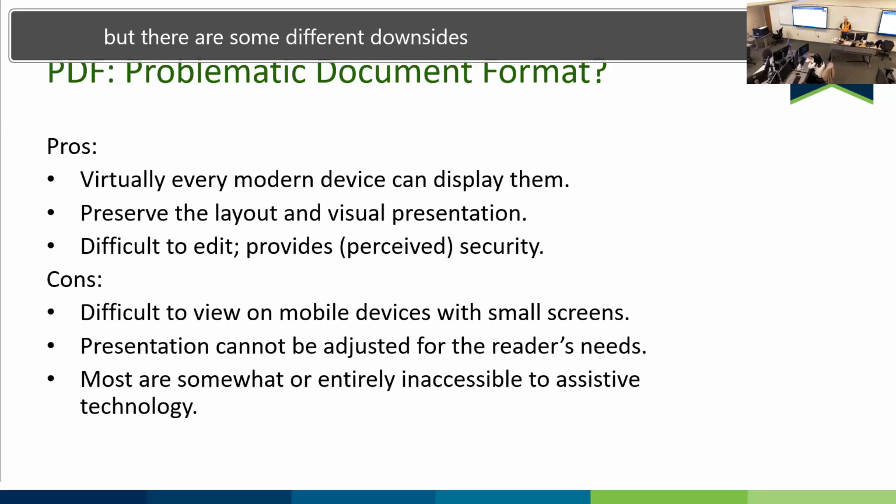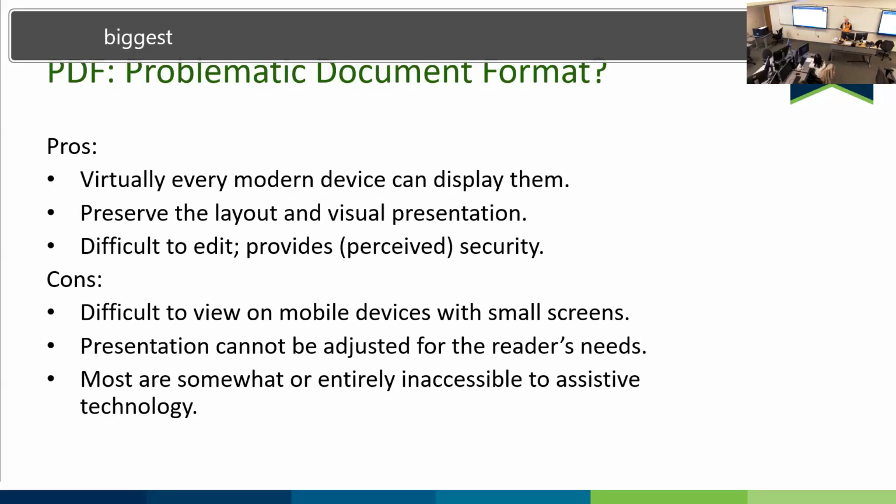They're really difficult to view on mobile devices with small screens. If you've ever tried to go through a PDF, especially a large PDF on your phone, you know that it involves a lot of pinching and zooming in and sliding around, and it's really kind of obnoxious. The presentation cannot be adjusted for a reader's needs. When you're sending out things like Word documents or native documents of any sort, that gives the user the agency to do things like change the font style or color if it's easier for them to read with different settings on their own. They can adjust the size, things that are a lot more difficult or impossible with PDFs.